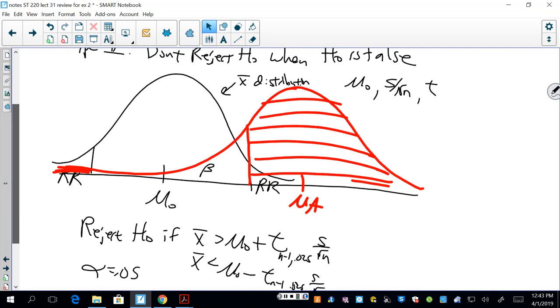So one last thing, can you just explain power a little bit more? Because I'm a little confused about what that is still.